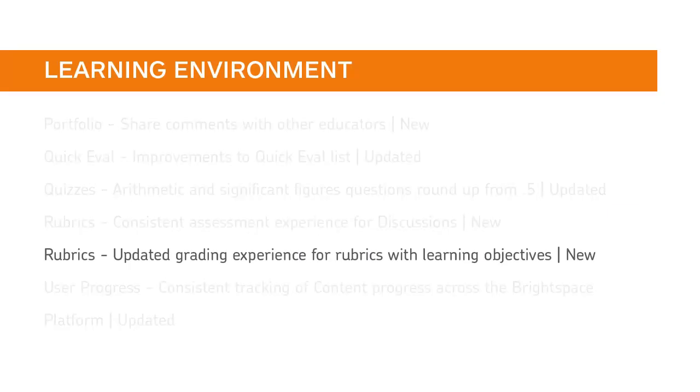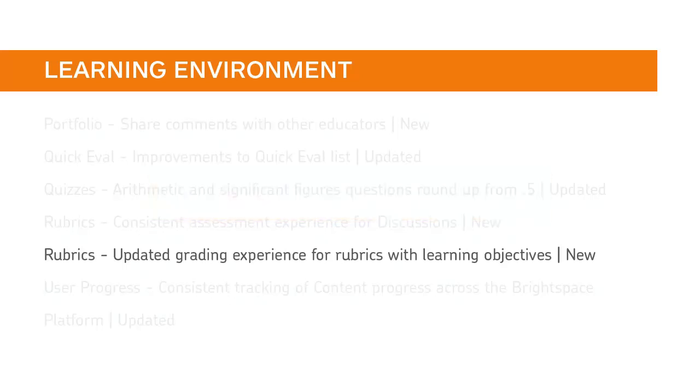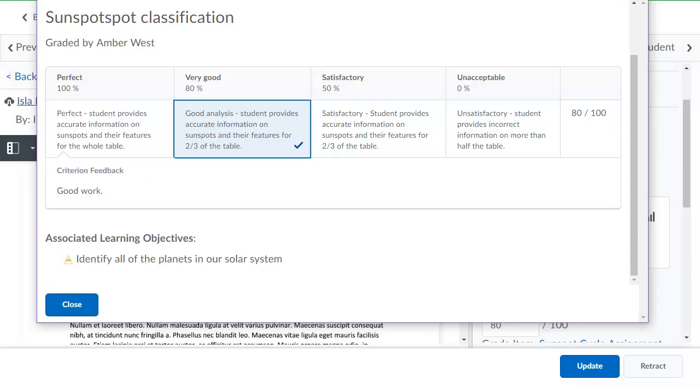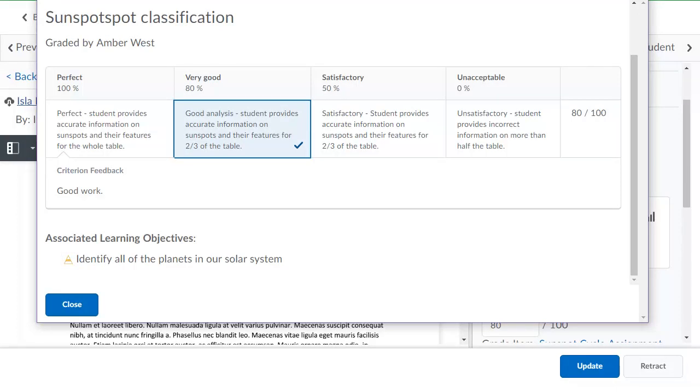When you assess a rubric with associated learning objectives, the updated grading experience now displays. Note: the new experience displays in all locations where you can assess a rubric with learning objectives. When you assess a topic that has a learning objective, the pyramid learning objective icon will display on the row it is associated with, or with the overall score depending on alignment. The associated learning objective will display below the rubric for reference.